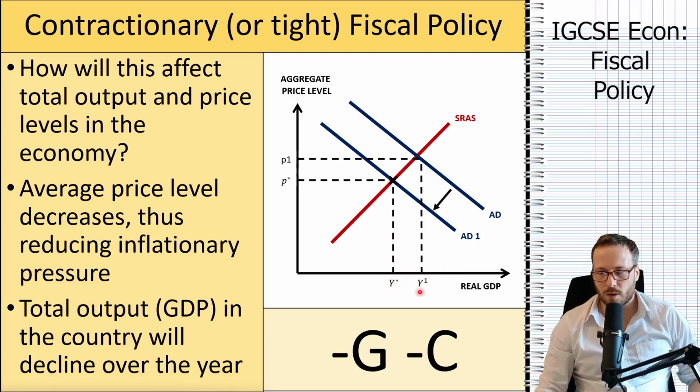So this isn't what countries always want. They're not always keen on a reduced output for the year, but they are keen on having reduced inflation, because basically a reduced output tends to mean increased unemployment.